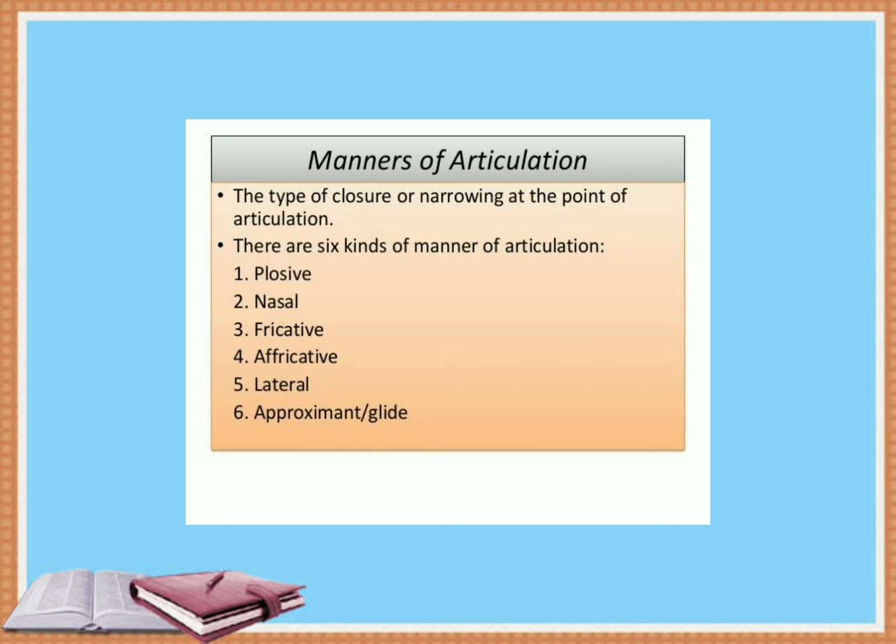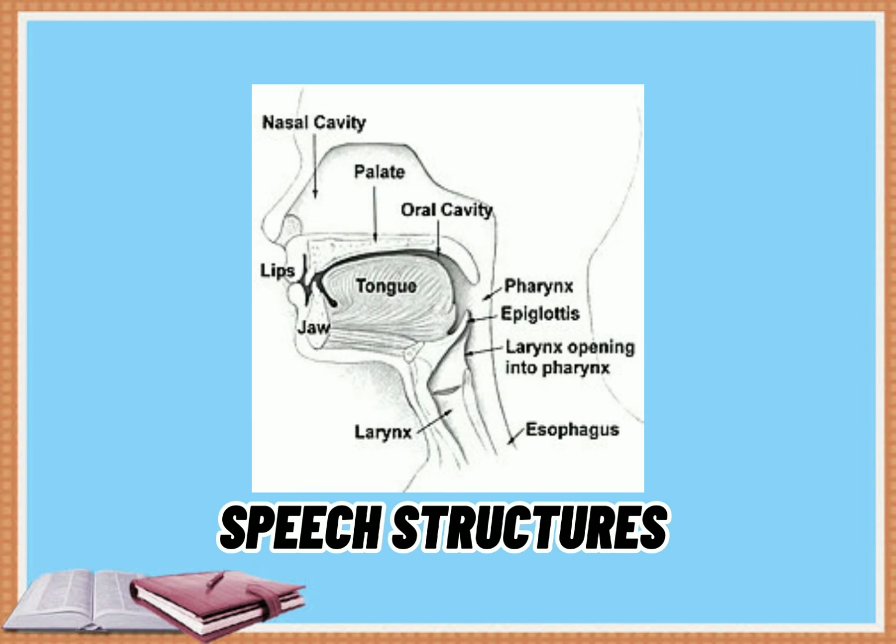Manner of articulation. The type of closure or narrowing at the point of articulation. There are 6 kinds of manner of articulation. Number 1 is plosive. Number 2 is nasal. Number 3 is fricative. Number 4, affricative. Number 5 is lateral. And number 6 is approximant or glide. Manner of articulation, speech structure.